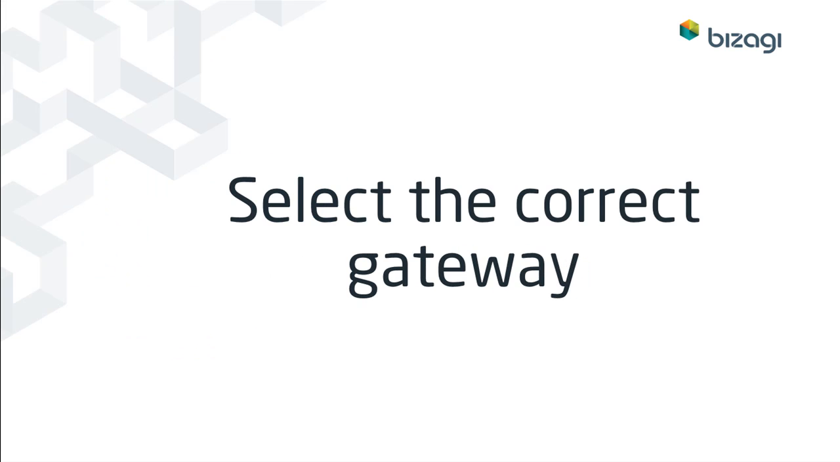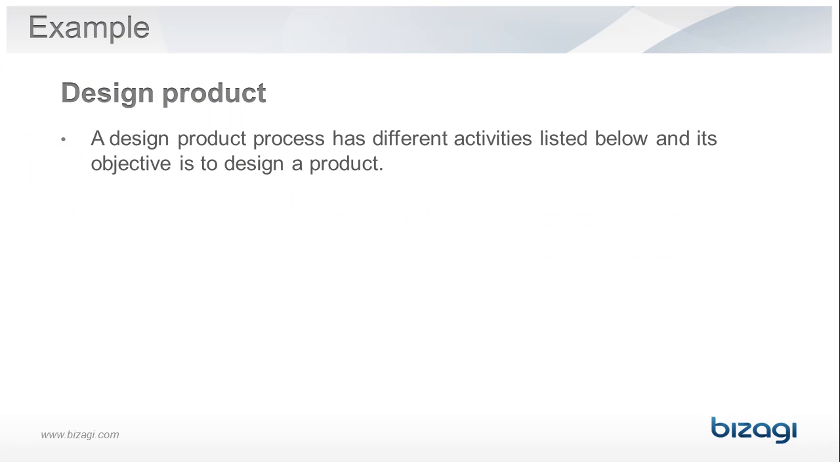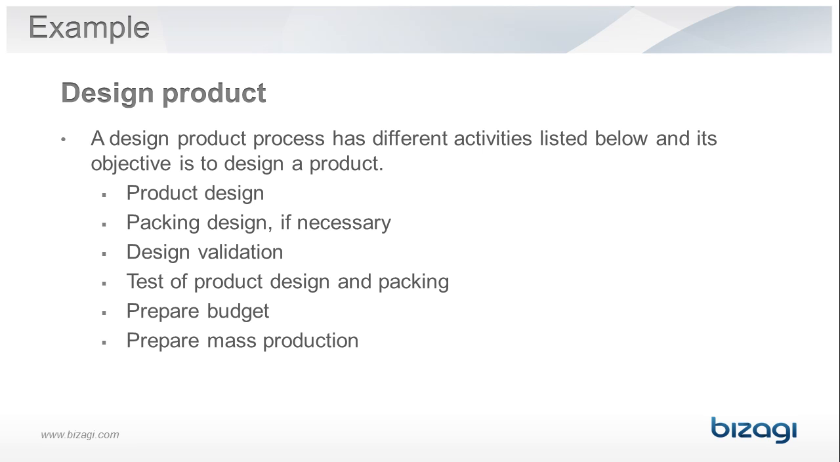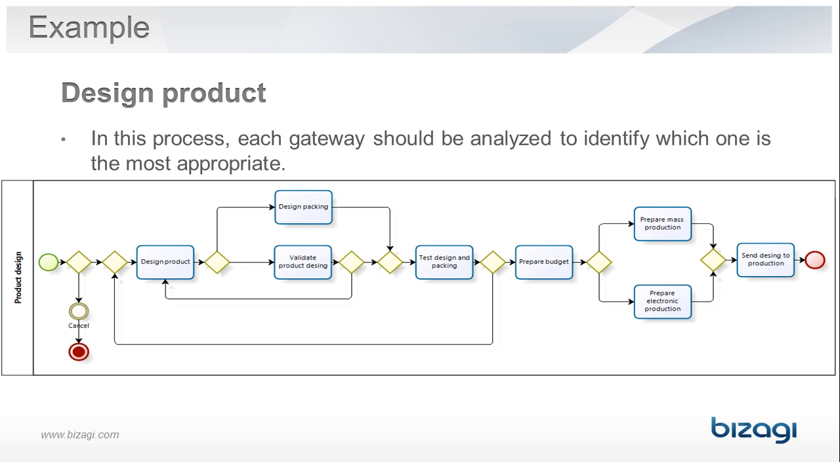In this video we are going to present an exercise regarding gateways in BPMN. A design product process has different activities as listed below, and its objective is to design a product: product design, packaging design if necessary, design validation, test of product design and packaging, prepare budget, prepare mass production, send design to production. In this process, each gateway should be analyzed to identify which one is the most appropriate.